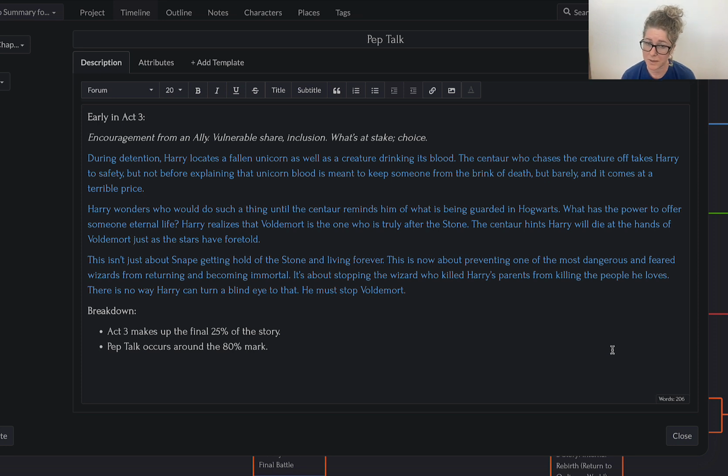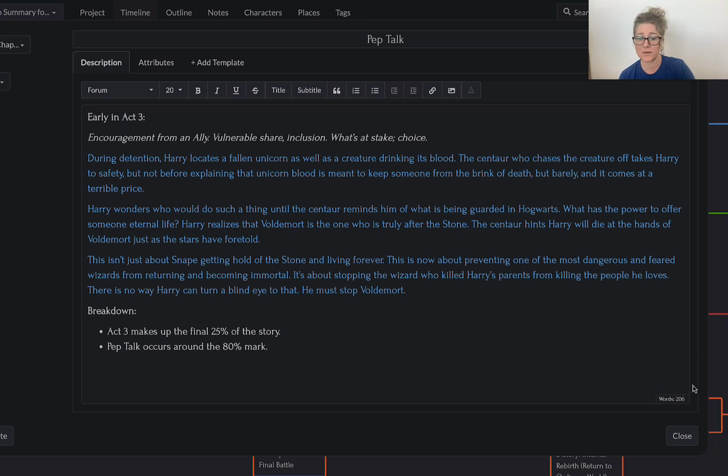Which isn't much of a pep talk if you're thinking about it. But this isn't just about Snape getting hold of the stone and living forever at this point. The stakes that the centaur introduces in this pep talk are really meant to get him moving and recognizing that if Snape wins and Voldemort wins, Harry's dead meat. So this is now about preventing one of the most dangerous and feared wizards from returning and becoming immortal. It's about stopping the wizard who killed Harry's parents from killing the people he loves. There's no way Harry can turn a blind eye to that.